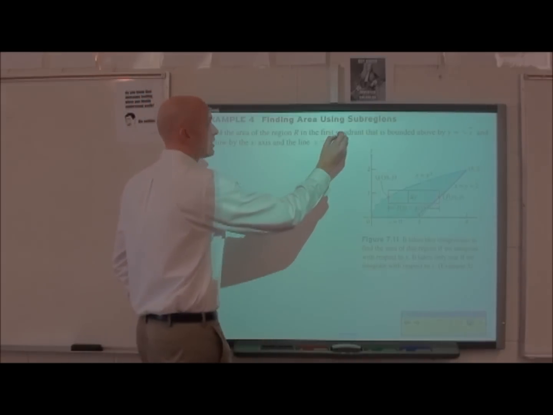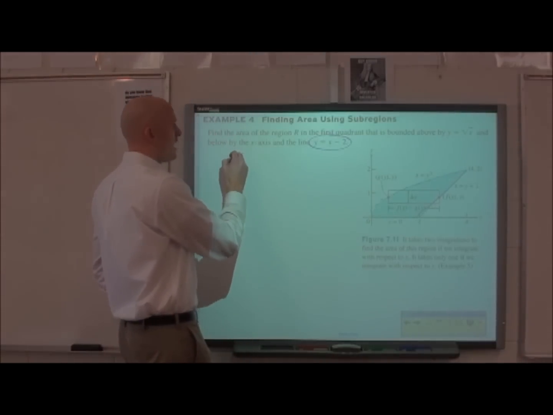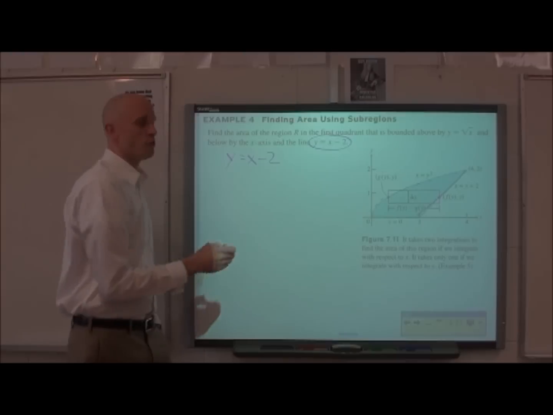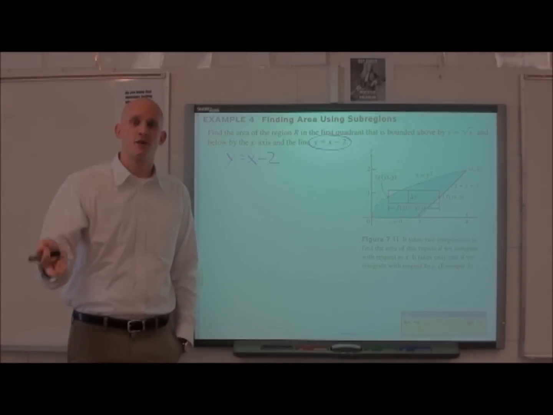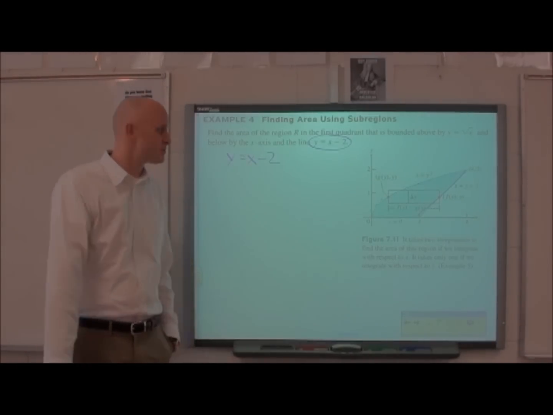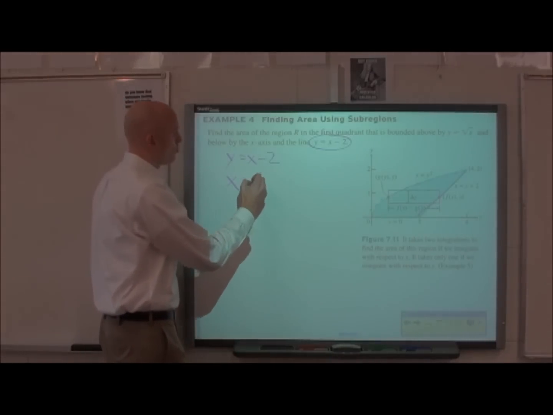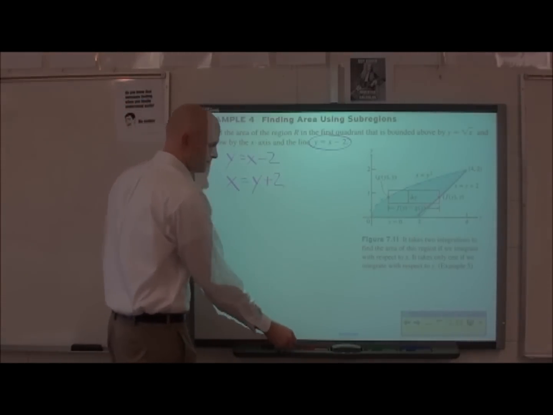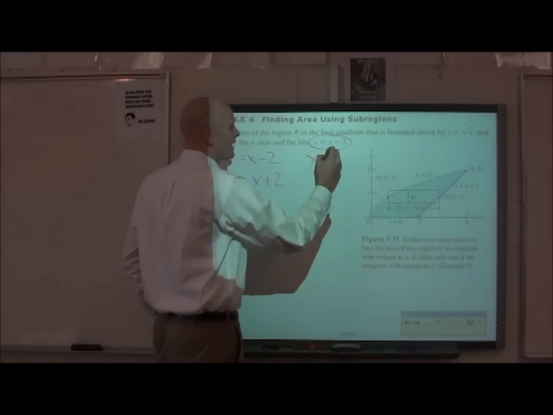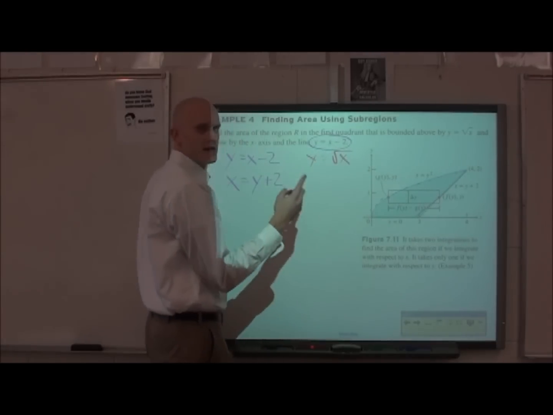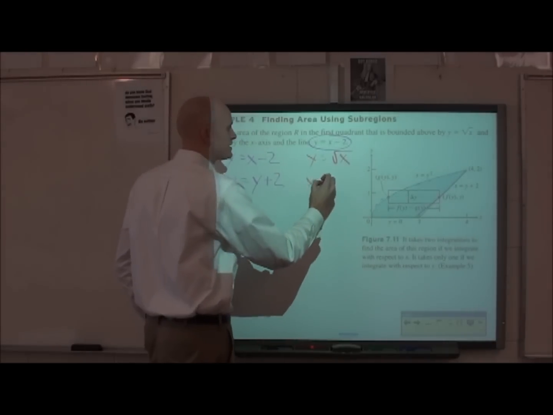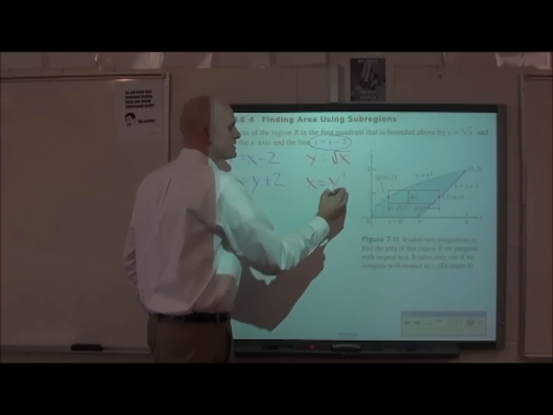So this curve, it is y equals x minus 2. We need it to be x equals, so it needs to be in terms of y so we can integrate with respect to y. So this would be x is equal to y plus 2. Our other curve, y equals the square root of x. This, if I solve for x, would be x is equal to y squared.